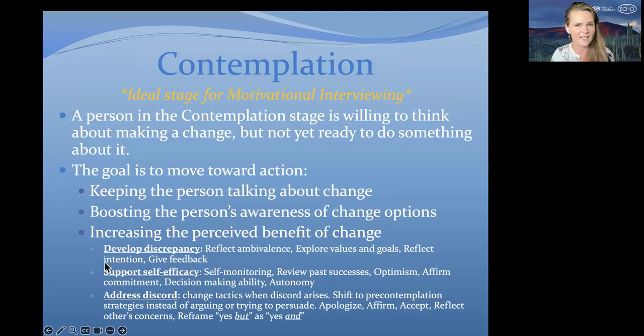Now, contemplation I'll highlight here because this is our link to the topic of motivational interviewing. This is that ideal stage for implementing motivational interviewing. This is where somebody is willing to think about making a change, but they're not yet ready to do something about it. So we can think of this as them straddling the fence. They have one foot in the old way, and they're kind of peeking over to the other side and saying, that looks interesting, but I don't think I'm ready to hop over yet.